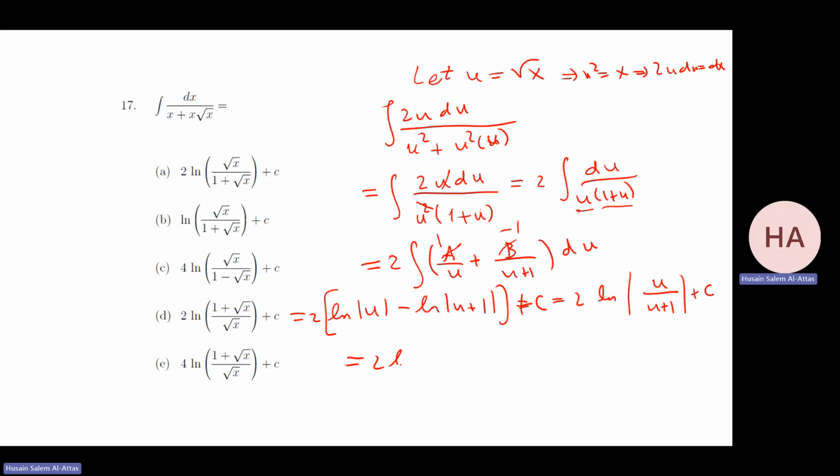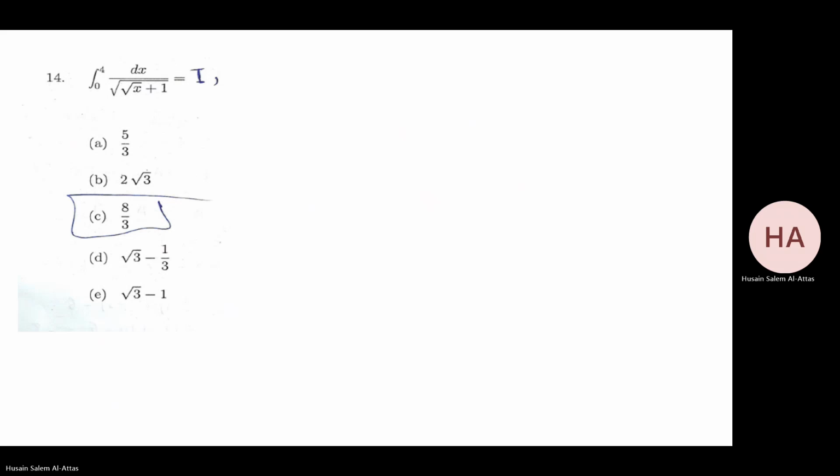Now retain the u. That will be ln of square root of x over 1 plus square root of x plus c, which is this one. Now I have square root of the square root. How to do this? I have square root of the square root plus 1. So I take the same thing.